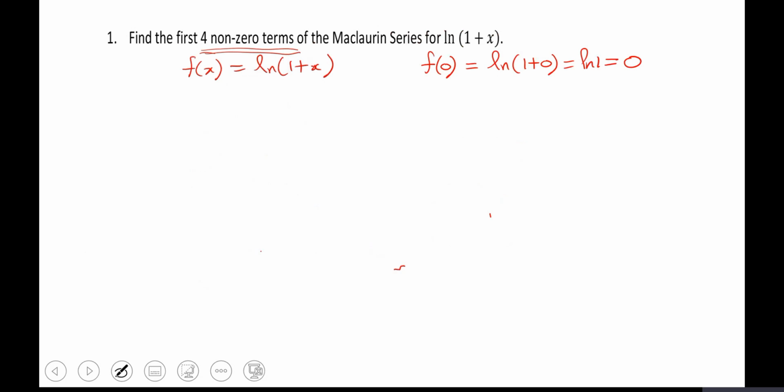Okay, let's continue. F of x is equal to ln of 1 plus x. If at 0, ln of 1 plus 0, ln of 1 equal to 0. What do I do next? I find the derivative. First derivative. Do you remember the derivative of ln? That's right. It's 1 over 1 plus x.